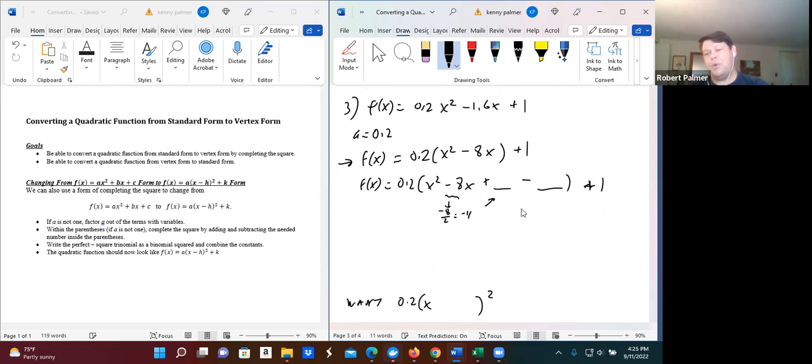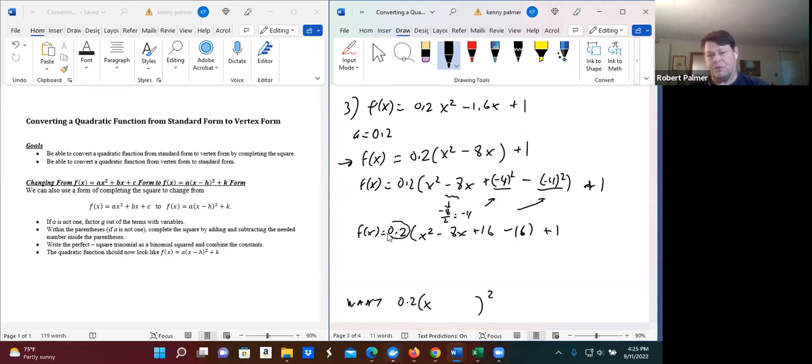And then that's what I'm going to square here and here. So negative 4 squared. I'm going to add it and take it away. Negative 4 squared. So once again, I still have f of x is equal to 0.2 times x squared minus 8x plus 16 minus 16 plus 1. Once again, resist the temptation to just combine these together. Otherwise, you get this again.